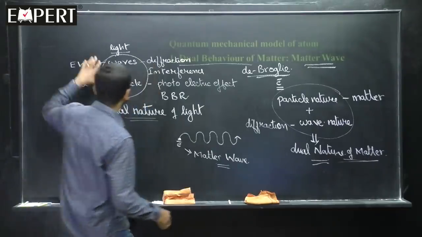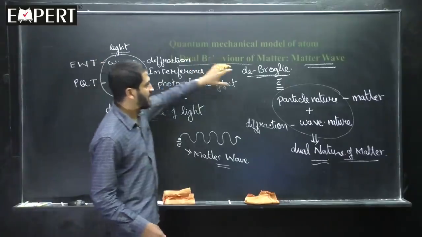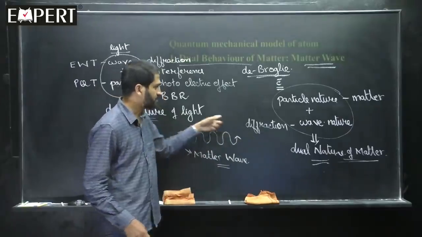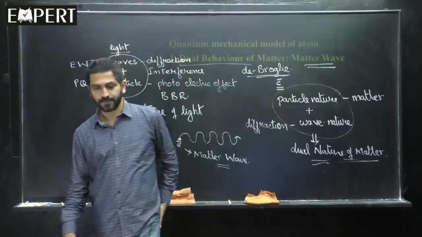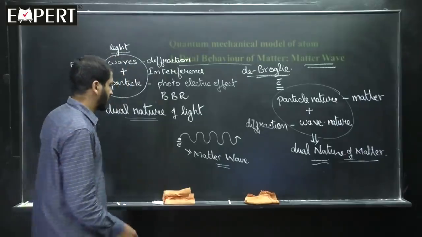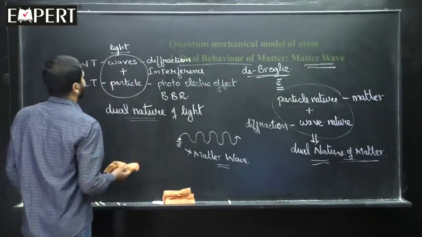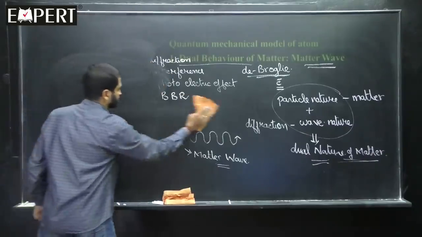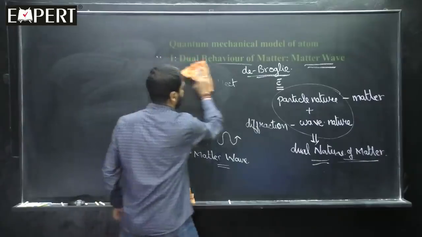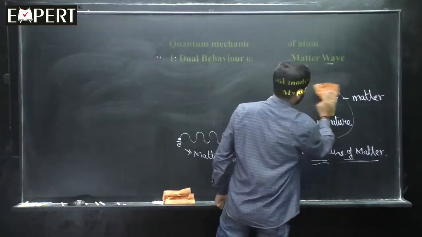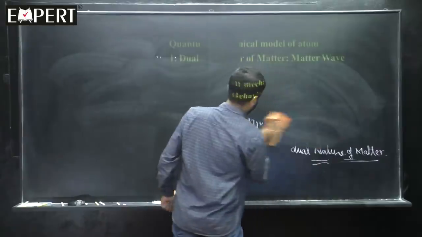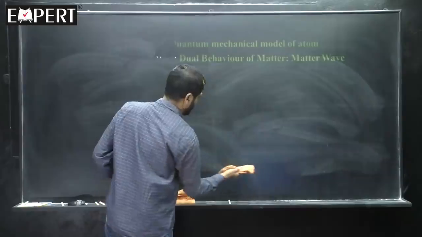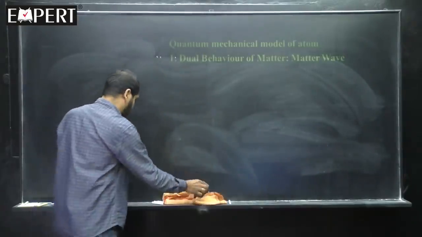Okay. So first you can write: light exhibits two characteristics, and electron exhibits two characteristics. This idea was given by a scientist known as de Broglie. So that is about the dual nature of matter.